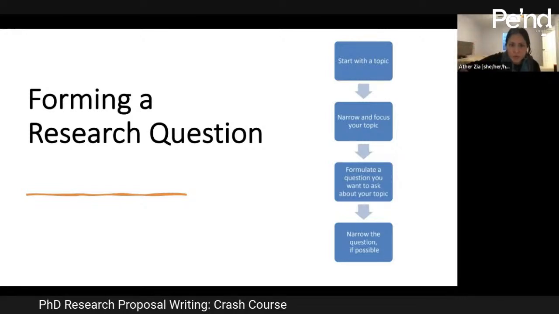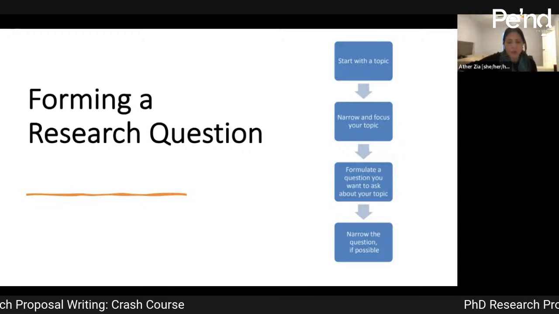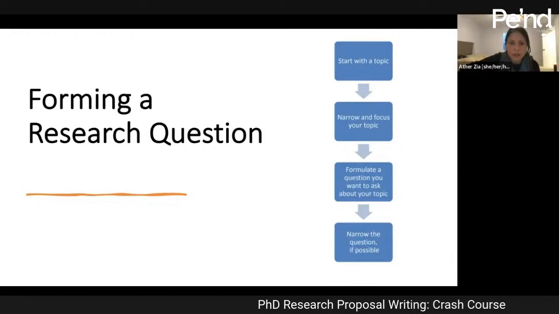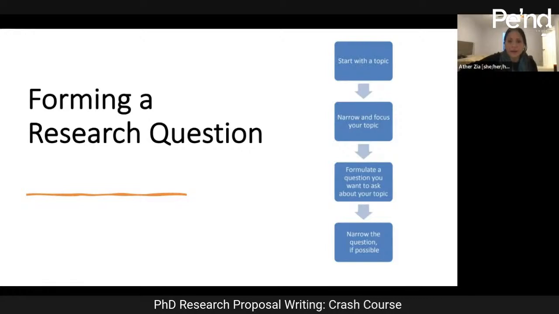First and foremost, when you form a research question, you have to have a topic at that particular moment. You have to know what you're working on. You have to have a fair idea of what the research looks like in that topic.